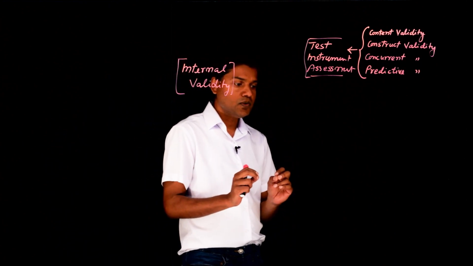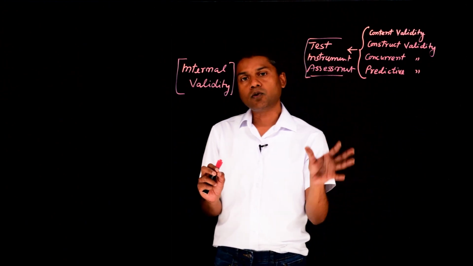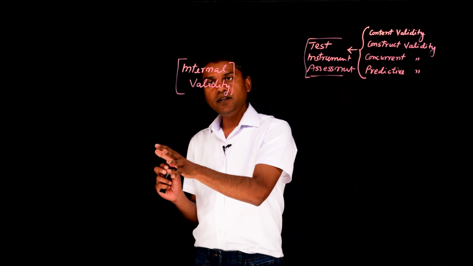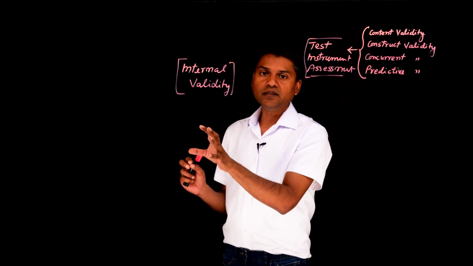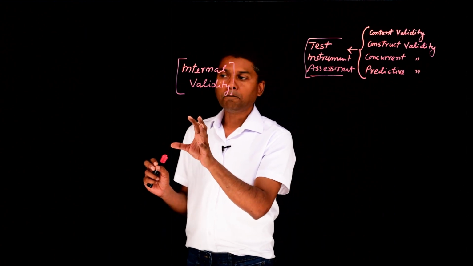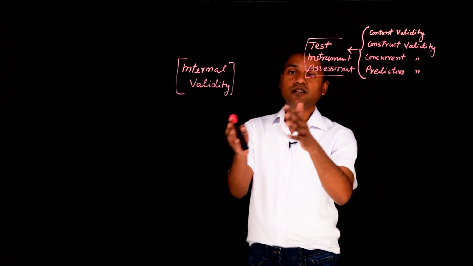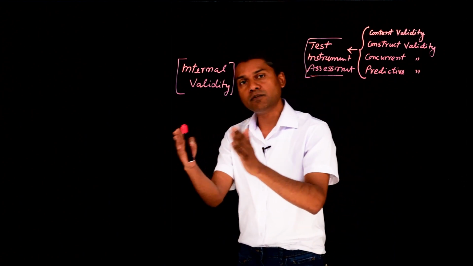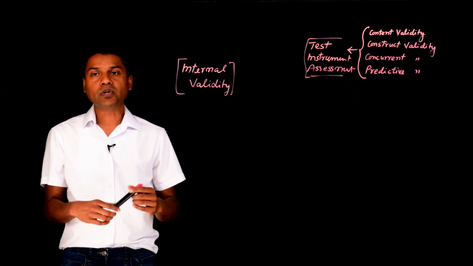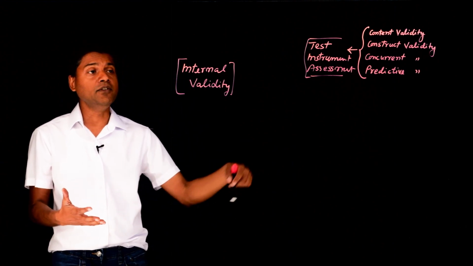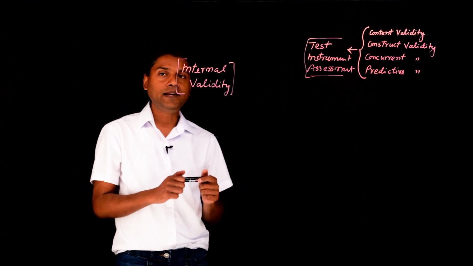So if a study says these are the results and the results are caused by this thing, then internal validity refers to what extent we can say with full surety that the results which are coming up are happening because of the variables of interest and not some outside variables or some extraneous variables which may influence the experiment. So that's called internal validity.